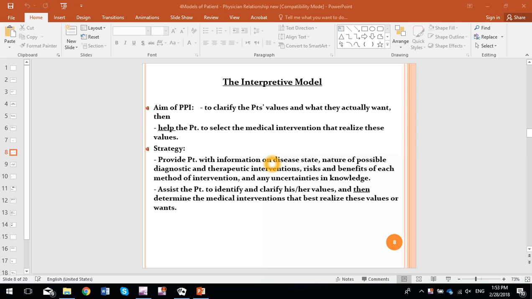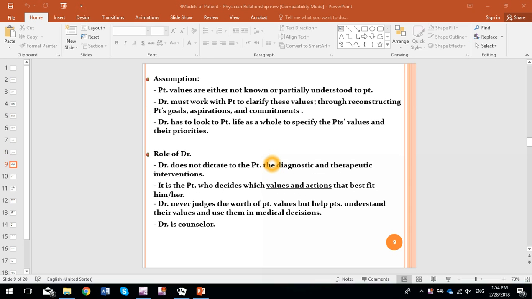The strategy here is, again like the informative model, to provide patients with information on the disease state, the nature of possible diagnostic and therapeutic interventions, the risks and benefits of each method of intervention, and any uncertainties in knowledge related to that disease. The second is to assist the patient to identify and clarify his or her values, which means that he assists the patient in making his values more clear. And then to assist the patient to determine the medical intervention that best realizes these values or wants.